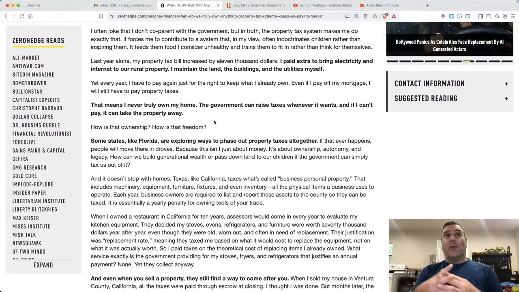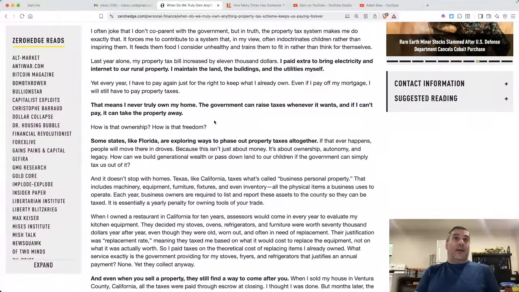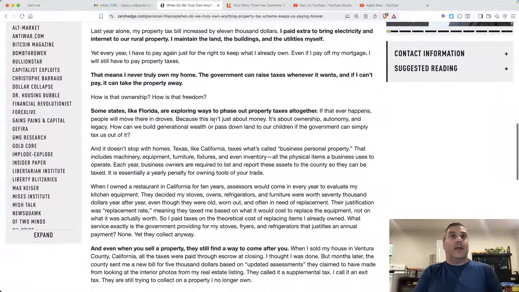But anyway, this author, once again: I often joke that I don't co-parent with the government, but in truth, the property tax system makes me do exactly that. It forces me to contribute to a system that, in my view, often indoctrinates our children rather than inspiring them. It feeds them food I consider unhealthy and trains them to fit in rather than to think for themselves. You just said that, but say it again. Last year alone, my property bill increased by $11,000.